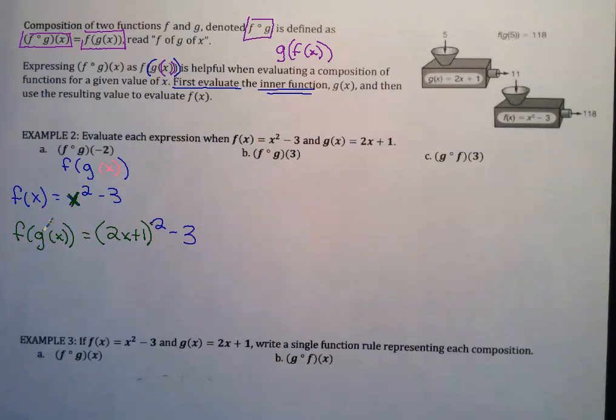Now that we have that, we can use the -2 and say, okay, we're going to do f of -2. Pardon me, let me go back. We're going to do f of g of -2. So now we're going to take this part up here and plug the -2 in for it. So we're going to have 2 times -2 plus 1 squared minus 3.